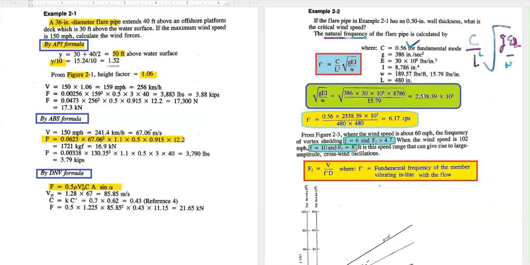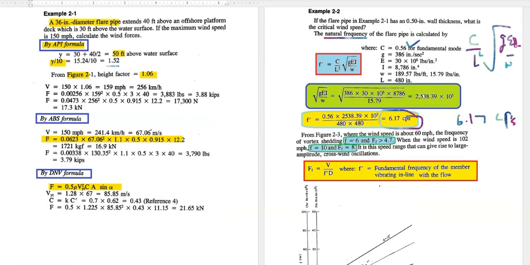L is the 40 feet they told, right? So from that we can calculate. So this is the term, and F dash we can see is the natural frequency. I mean this natural frequency, the fundamental frequency, is 6.17 cycles per second. That's the fundamental frequency.